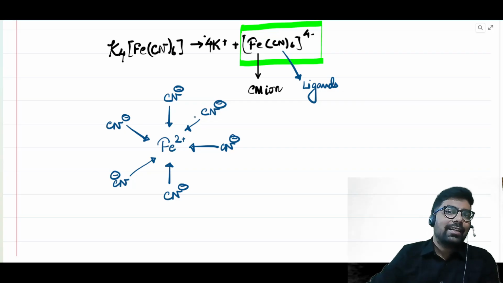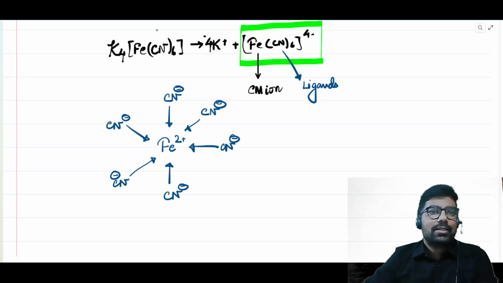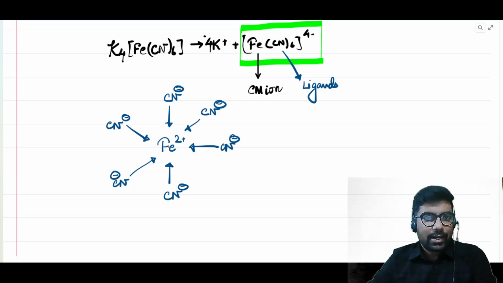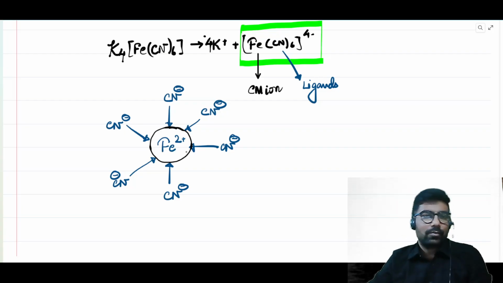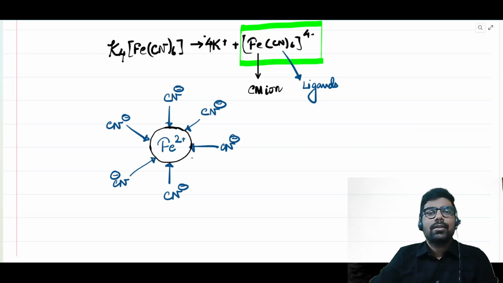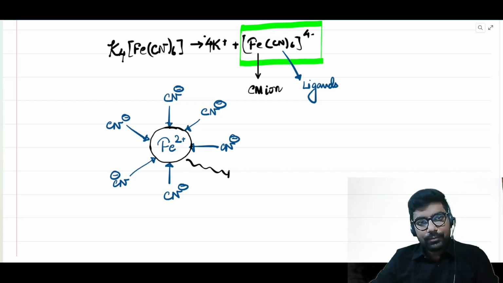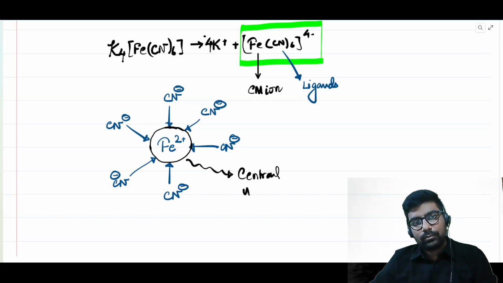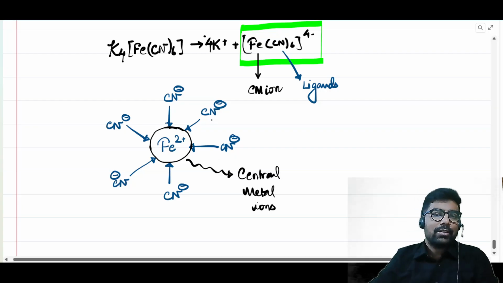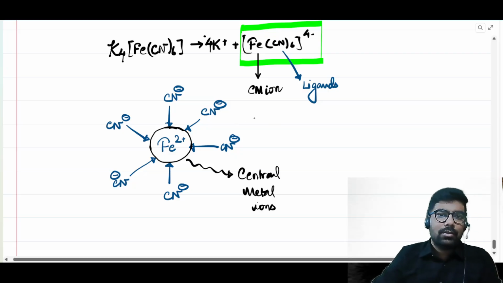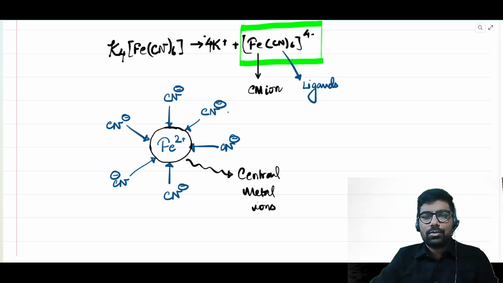So all these cyanide groups that are there, these are the ligands, and the iron that is present, that is the central metal atom or ions over here. Iron is in +2 state. So this is our central metal ion. And all this surrounding the central metal ion are the ligands. So we are clear about the true definition, the central metal ion and the ligands.